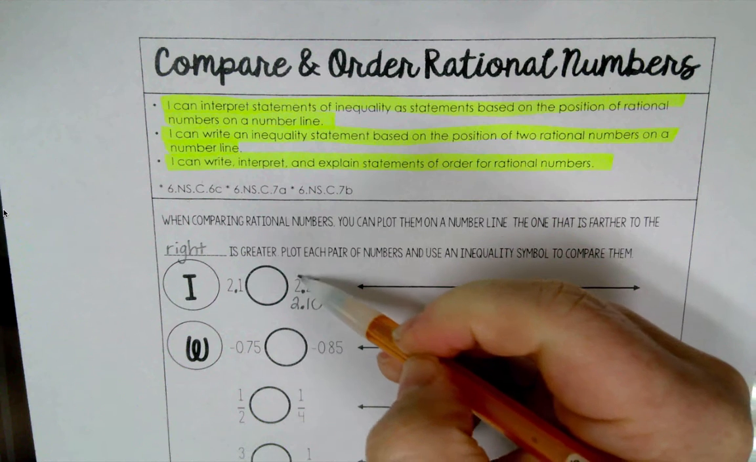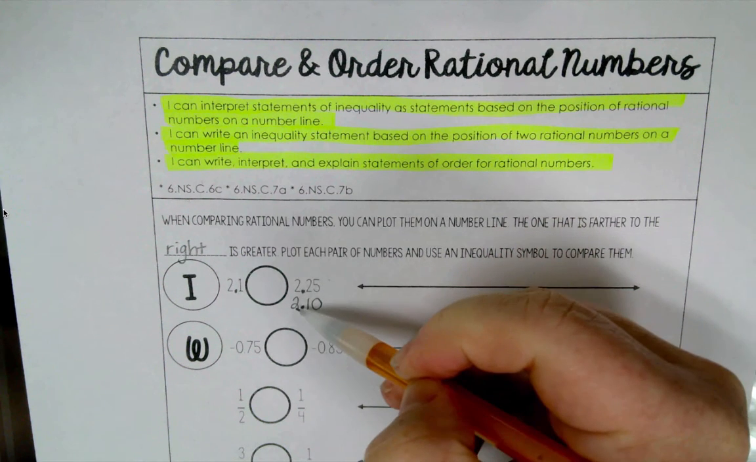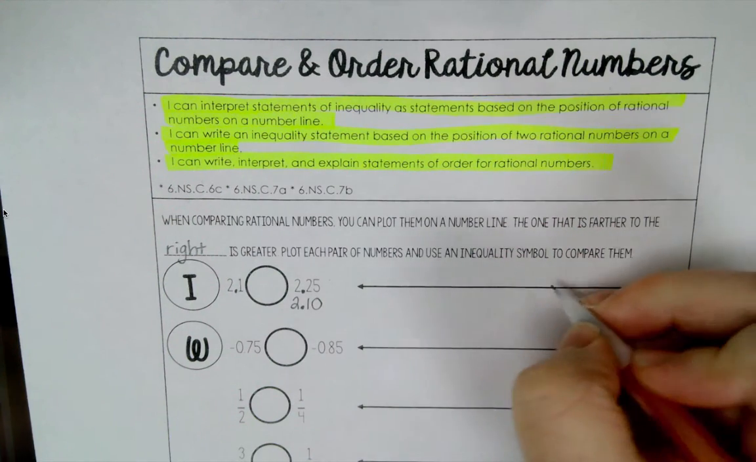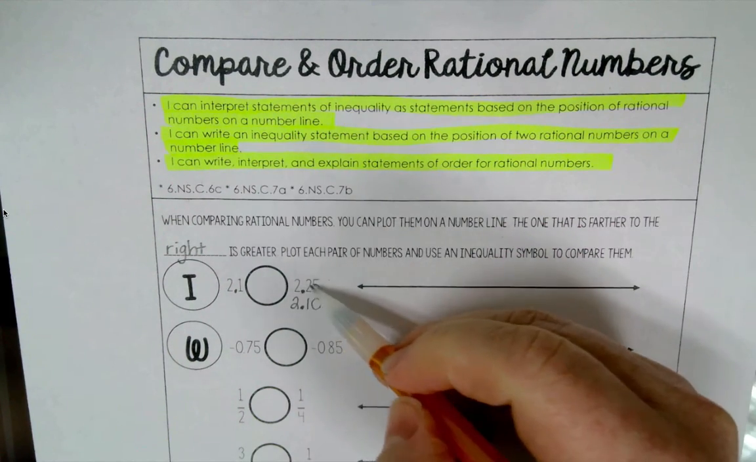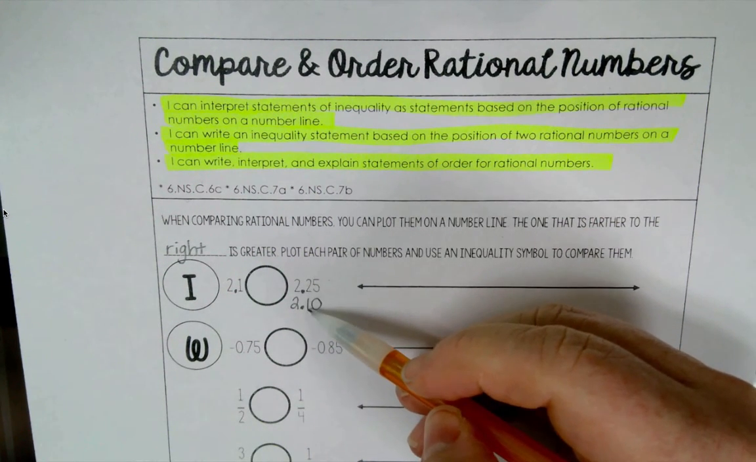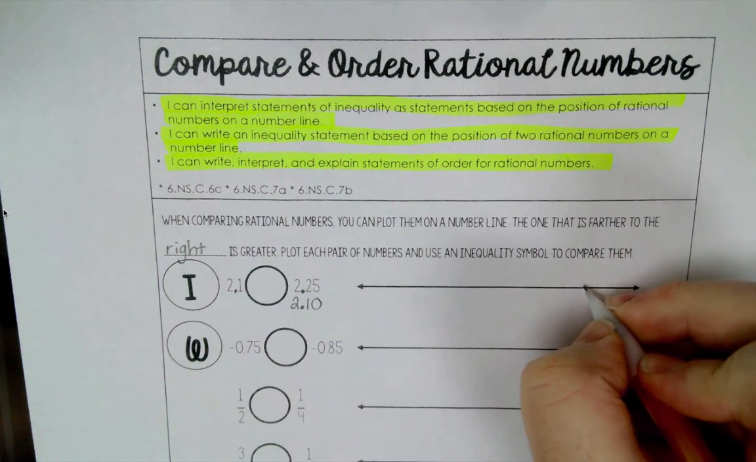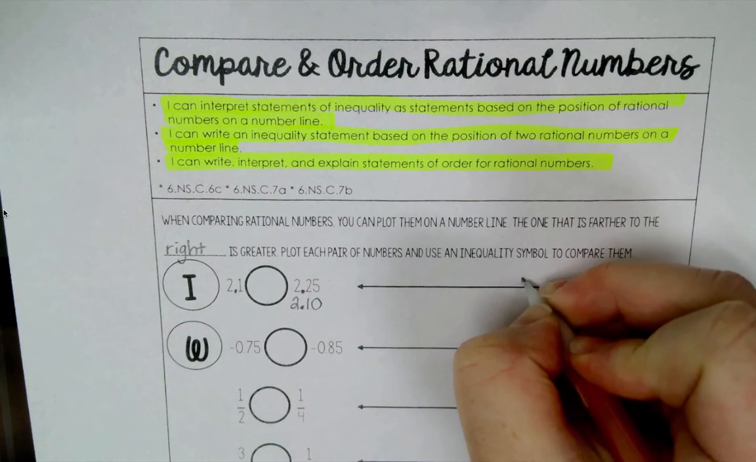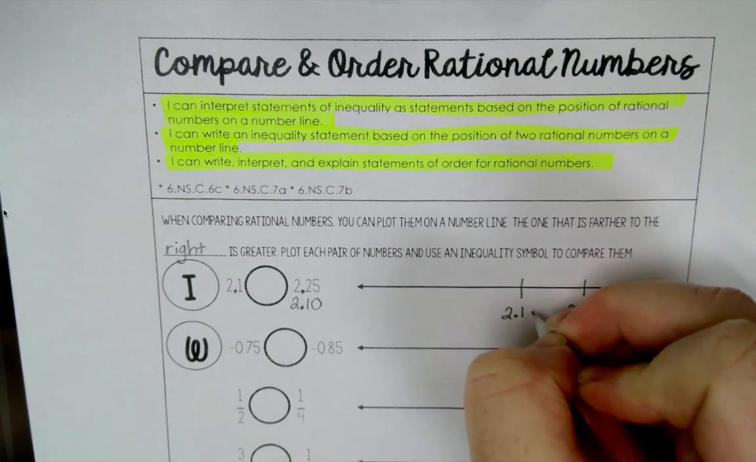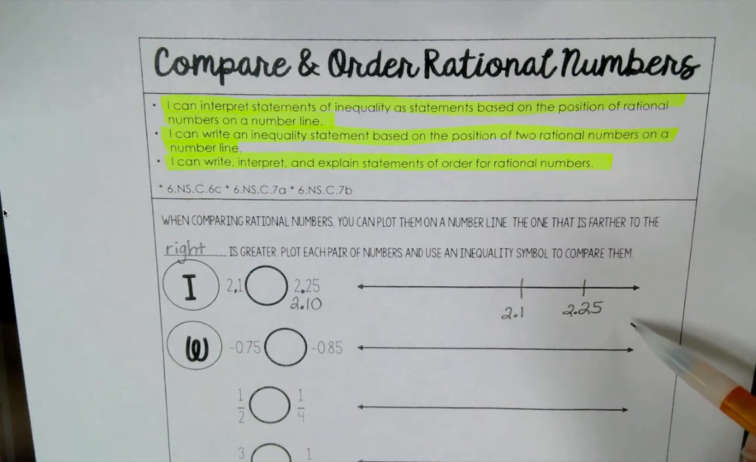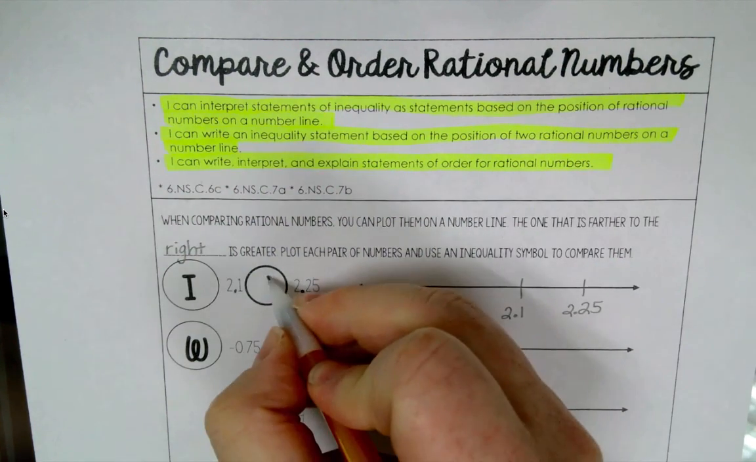So I'm comparing 2 and 25 hundredths to 2 and 10 hundredths. When I put them on the number line, the larger number is 2.25, because even if I look at my whole number, it's 2, but then I have a 2 and a 1. Well, which is bigger? 2. So I have 2.25, and then over here I have 2 and 1/10. Okay? So I'm writing it in its original form on my number line, and whichever rational number is further to the right is greater. Okay?